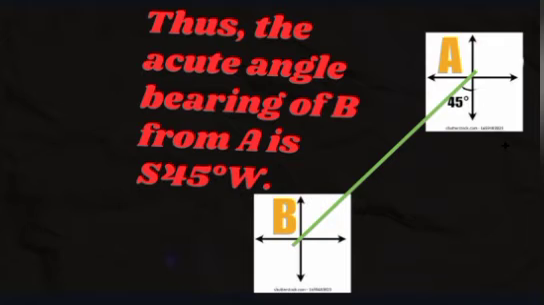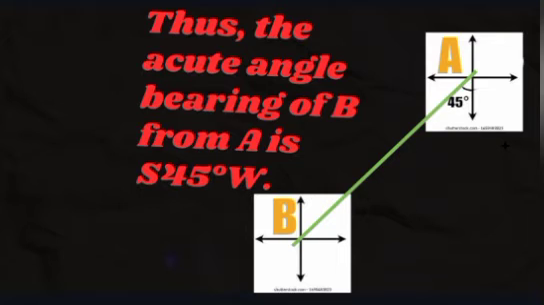How did we get this? South because it is formed from the south pole, 45 degrees because it is 45 degrees from the south, and then towards the west. And that is why we have south 45 degrees west.